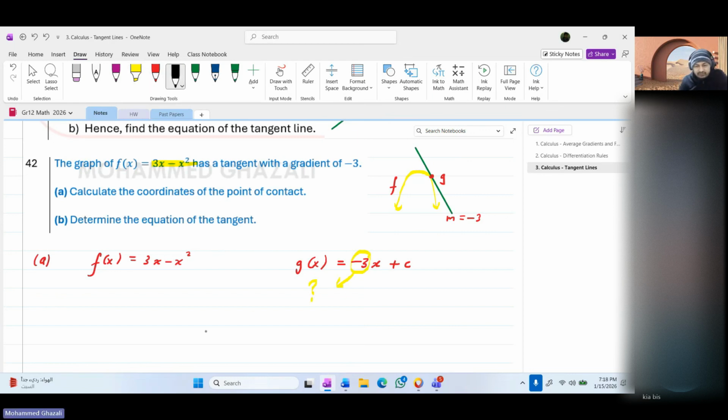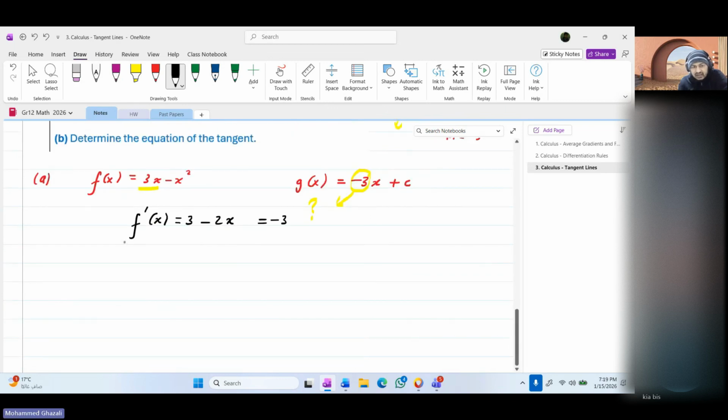Right, so I gave you the formula before. To get the gradient of -3, you have to say f prime x, right? What is f prime x? f prime x is 3 minus 2x. The derivative of 3x is 3. Remember, this is a linear function, so the derivative is 3. Then minus 2 times x to the power 2 minus 1, which is minus 2x. So f prime x is 3 minus 2x, the gradient function. If you make the gradient function equal to the gradient, then you can solve for x.